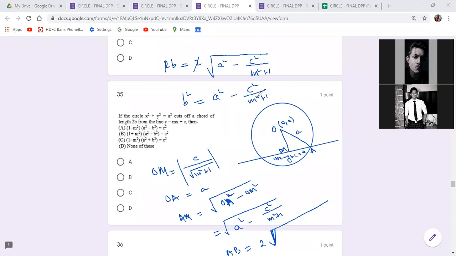So what can you do now? c square goes to the other side, equal to a square minus b square. Now cross multiply. a square minus b square. Okay, understood, sir.